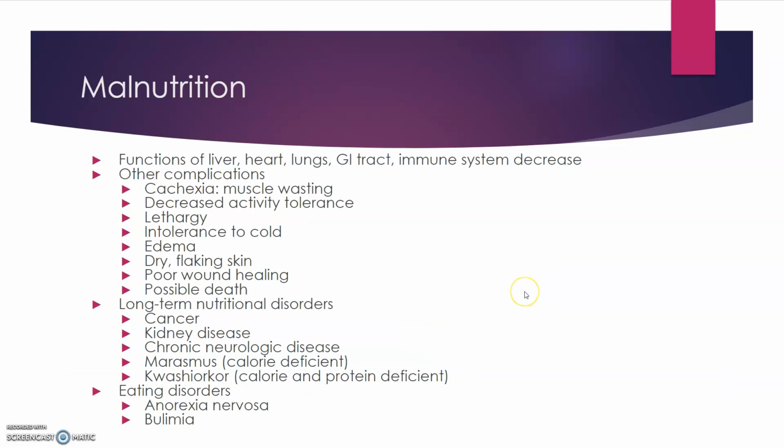For malnutrition, some of the things that this will impact will be the functions of liver, heart, lung, GI tract, immune system. All those will decrease if you're malnourished. Other complications: cachexia, which is muscle wasting, decreased activity tolerance because you don't have the energy for it. That ties in with lethargy. Intolerance to cold because you don't have any body fat.